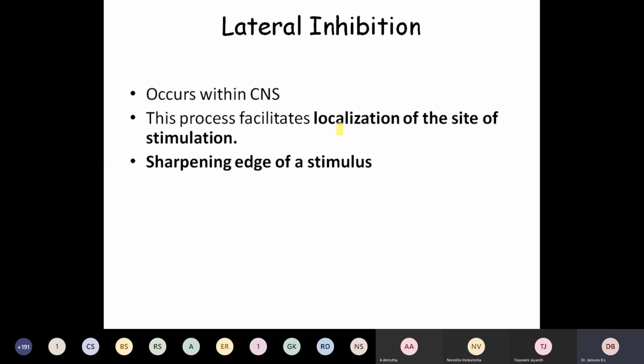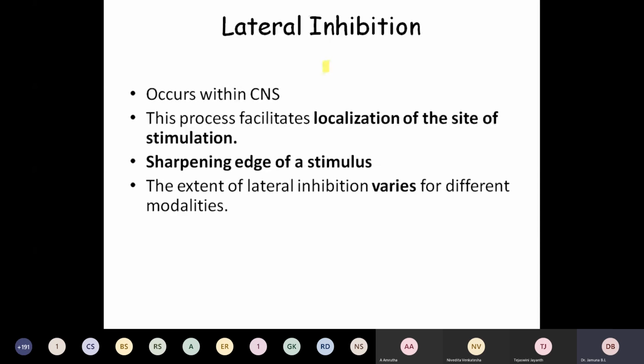So I can say that in the previous figure, it is a pointed object. Where the stimulus is maximal, the localization is there. So that is the point; exact and sharp localization is possible because of this lateral inhibition. The extent of lateral inhibition is not the same in all types of modalities. It varies from one type of sensation to the other.